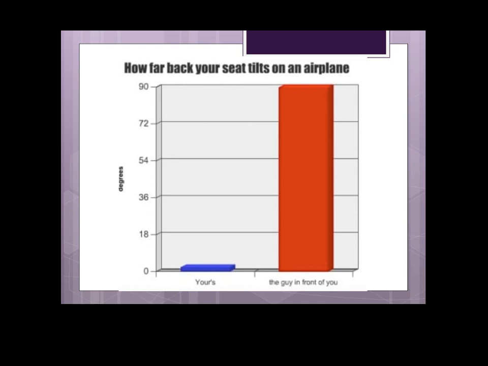So some examples. This is how far back your seat tilts on an airplane. Here's yours. This is in degrees, right? And here's the guy in front of you, right?